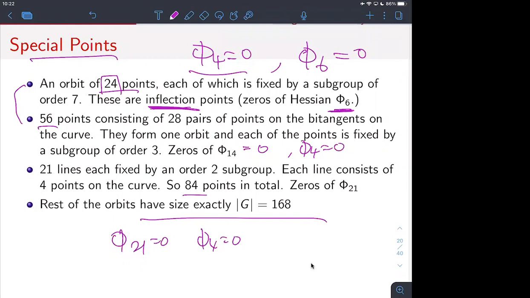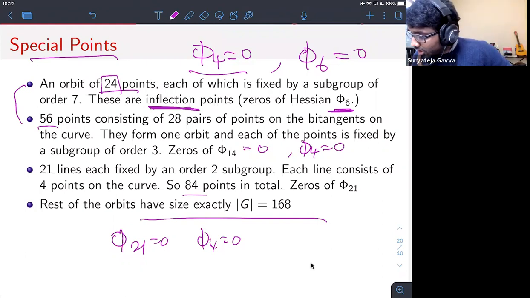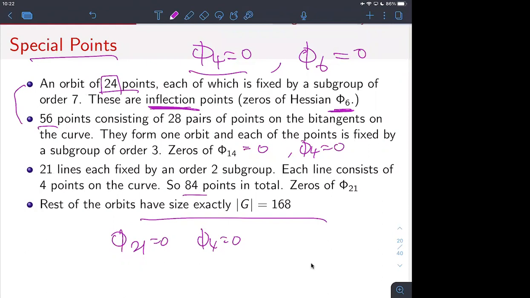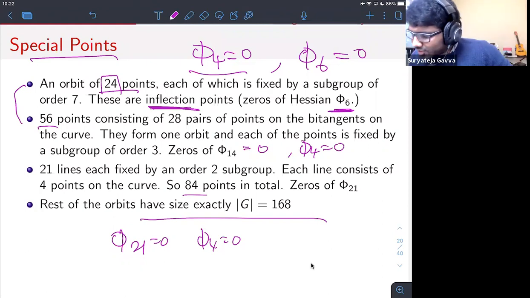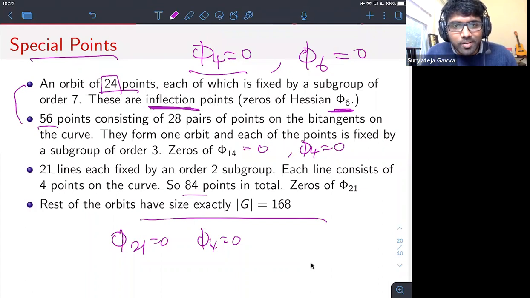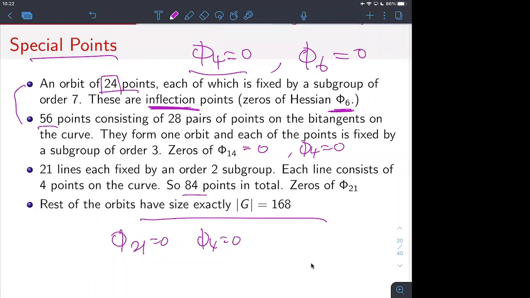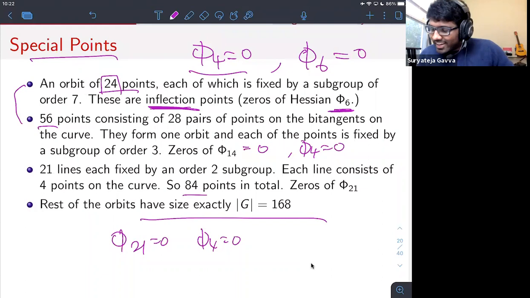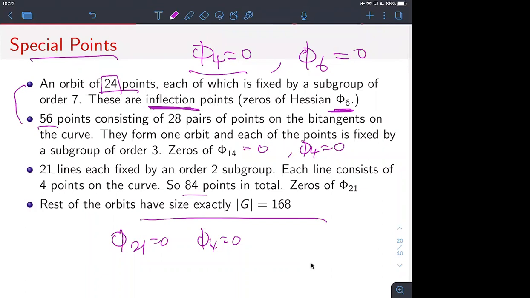This subgroup is not normal, right? Which subgroup? You said it is fixed by a subgroup of order 7. Yeah, maybe it's not normal. Why are you saying that? PSL(2, Z mod 7) is simple, so there is no normal subgroup. Oh yeah, okay. Maybe it has something to do with the conjugacy classes of elements of order 7.